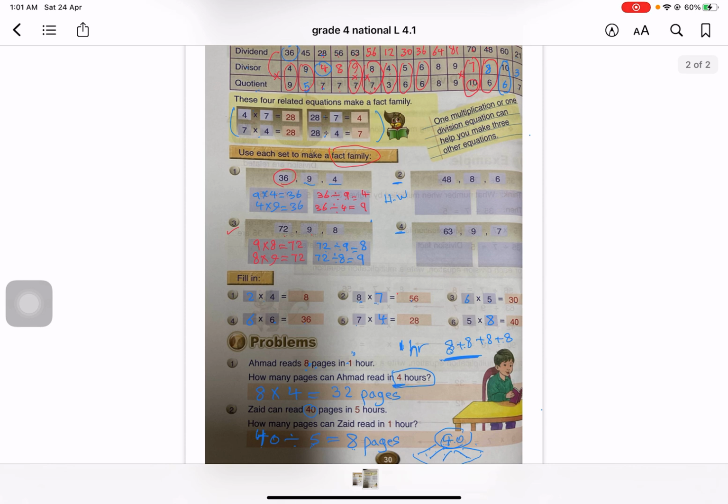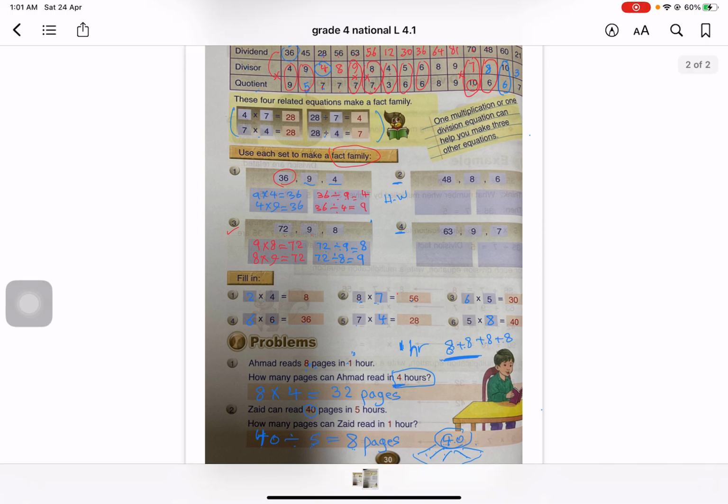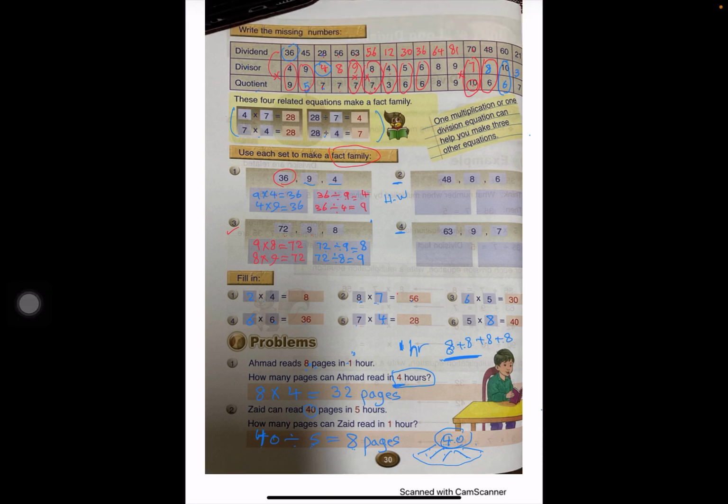And in the last part, they give us one of the factors and the product, and we want to find the second factor, okay? You should say what number I multiply by 4, I get 8. What number I multiply by 6, I get 36. It's very easy if you are memorizing the tables.